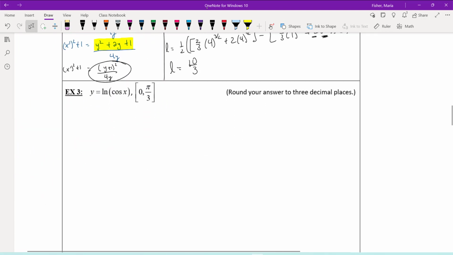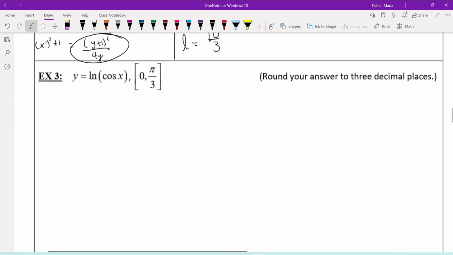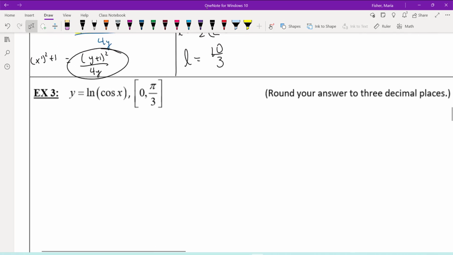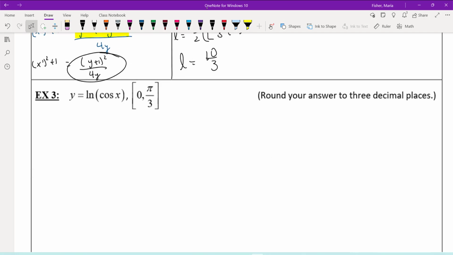Let's look at our last arc length problem. We have y equals the natural log of the cosine of x from 0 to pi over 3, and again we're asked to round to 3 decimal places. Well, the first thing we have to remember is the formula, which is L equals the integral from a to b of the square root of 1 plus derivative squared, and then either dx or dy. Since this is a function of x, we're integrating with respect to x. This is my a and this is my b.